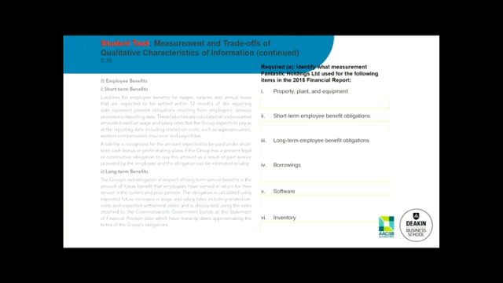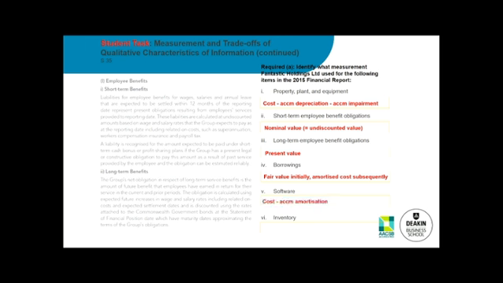Okay, let's have a look at the things that you should have recorded. Cost less accumulated depreciation and impairment for PP&E. Short-term employee obligations, nominal value or undiscounted value. Long-term benefits, present value. Borrowings, fair value with amortisation. Software, cost minus accumulated amortisation. Inventory, lower of cost and net realisable value.